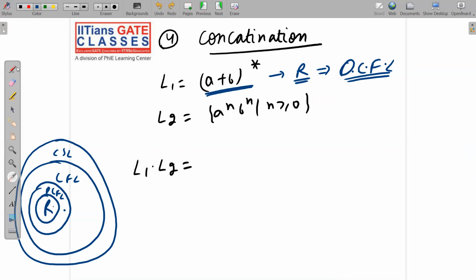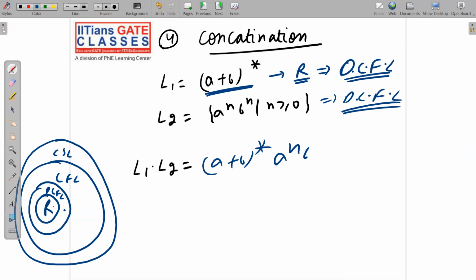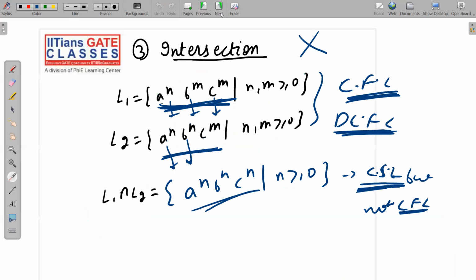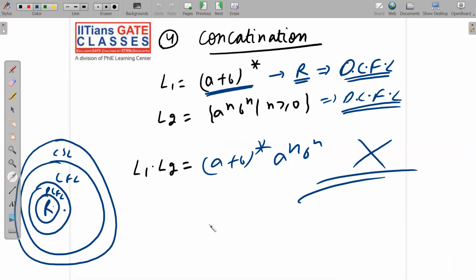Now L2 is also DCFL. Now do the concatenation of these two. I have already told you the concatenation will be this, and this is not DCFL. See the previous slide, this was not DCFL. Because of a^n b^n, obviously this won't be DCFL. (a+b)* b^n a^n was not DCFL. So if a is here and b is here, obviously it won't affect anything. So it won't be DCFL. Of course, in concatenation also DCFLs are not closed.